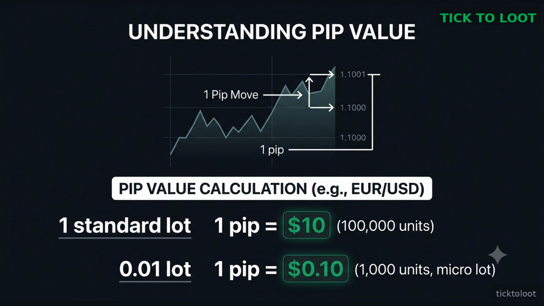The pip value is the value of 1 pip in terms of the quote currency. For example, if you're trading one standard lot of Euro to US dollar, 1 pip is equal to $10. But if you're trading a 0.01 lot, 1 pip is equal to 10 cents.